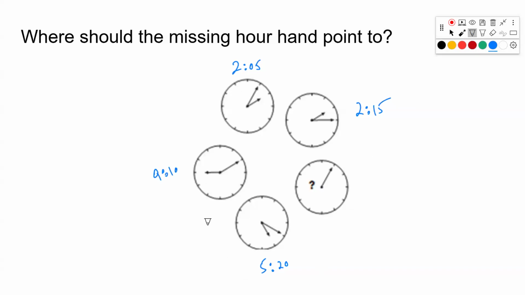But look at the clues. Are you getting any clues? 205, 215, then a gap, 520, and then 910. Okay, so no clues, no? Nowhere are you getting clues. So basically, even though it is a clock, it may not actually be related to a clock.